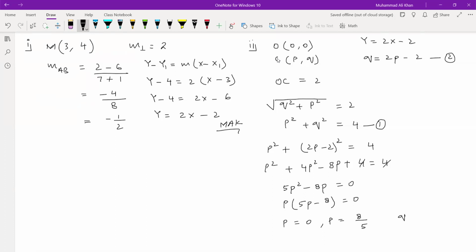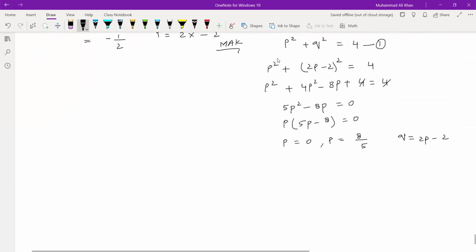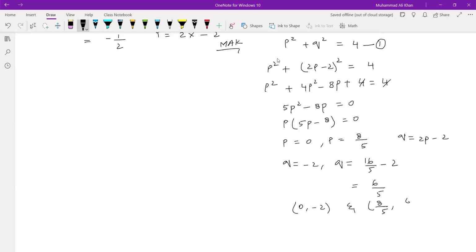Now we have our equation q equals 2p minus 2. If we replace p with 0 in this equation, then the value of q will be minus 2, and if we replace p with 8 upon 5, then the value of q will be 16 over 5 minus 2, which is 6 over 5. Therefore, the coordinates are (0, -2) and (8/5, 6/5). These are the two coordinates of C.